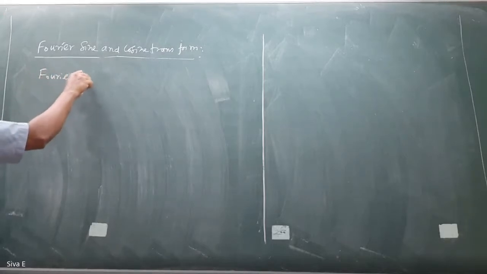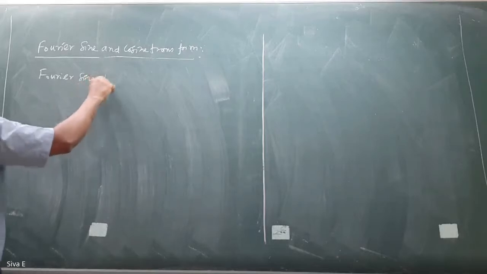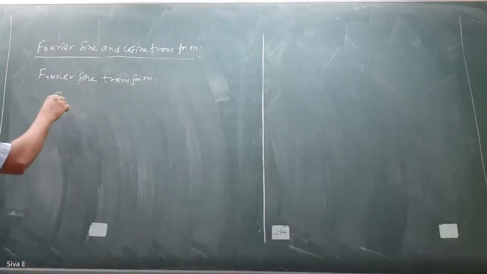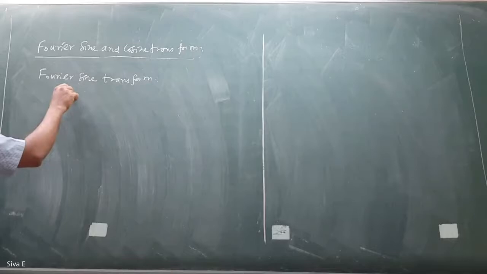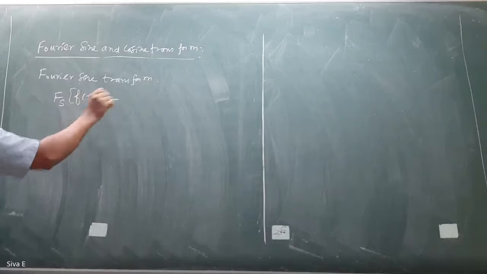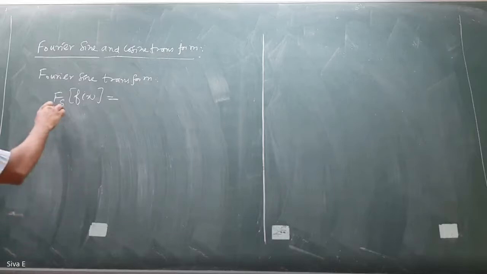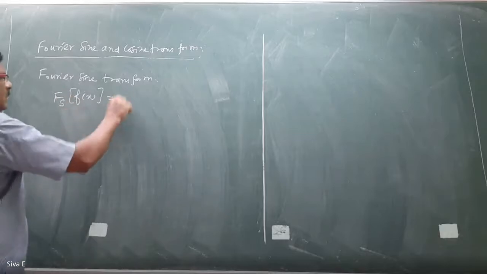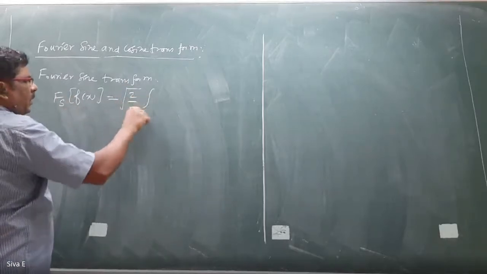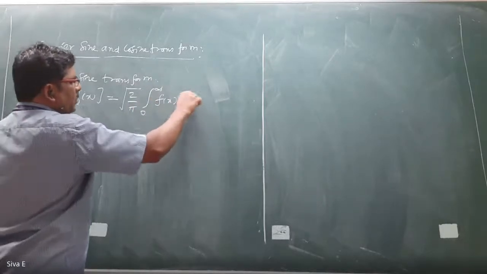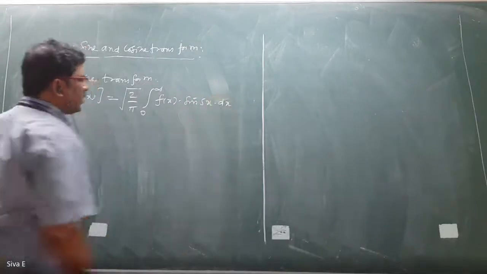Fourier sine transform. Usually f of x means Fourier transform of f of x. In case suffix s is there, that is known as sine. The Fourier sine transform of f of x is root 2 by pi integral of 0 to infinity f of x sin sx dx.